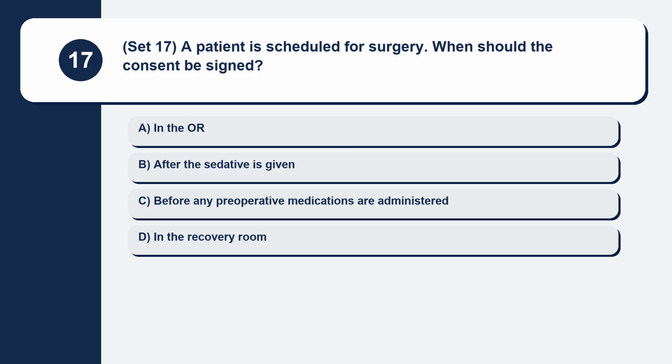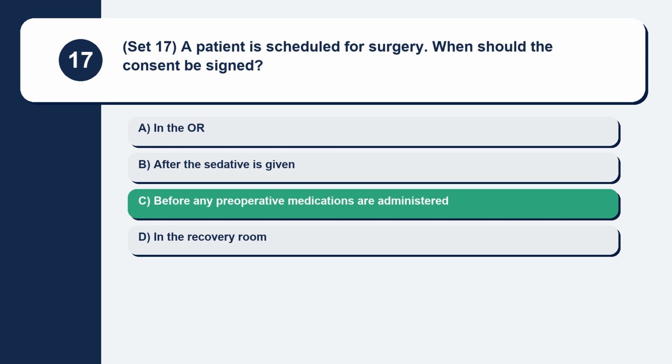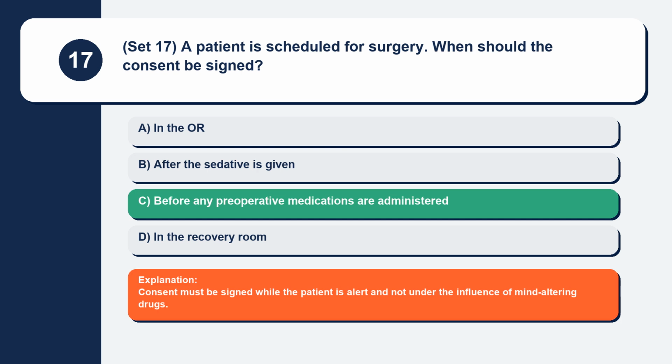Question 17, Set 17. A patient is scheduled for surgery. When should the consent be signed? In the OR, after the sedative is given, before any preoperative medications are administered, in the recovery room. Consent must be signed while the patient is alert and not under the influence of mind-altering drugs.